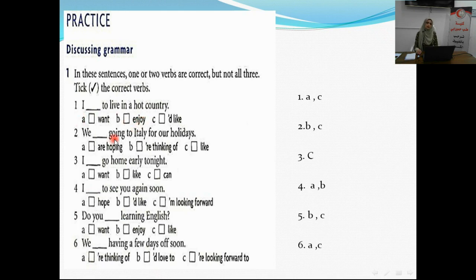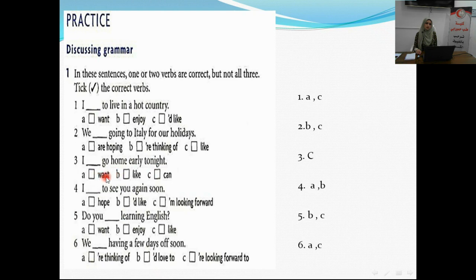Number 2, we have going to Italy for our holidays. So what is correct to use? We are hoping, or we are thinking of, or we like. The answer will be we are thinking of, because it is followed by an ing verb, which is going, and also we like going to Italy for our holiday, because like, as we said, is followed by an ing verb.